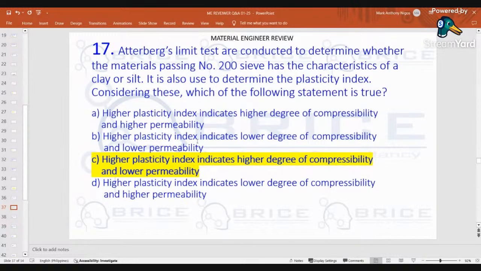Atterberg's limit tests are conducted to determine whether the materials passing number 200 sieve has the characteristics of a clay or silt. It's also used to determine the plasticity index. Considering this, which of the following statements is true? Answer is higher plasticity index indicates higher degree of compressibility and lower permeability.